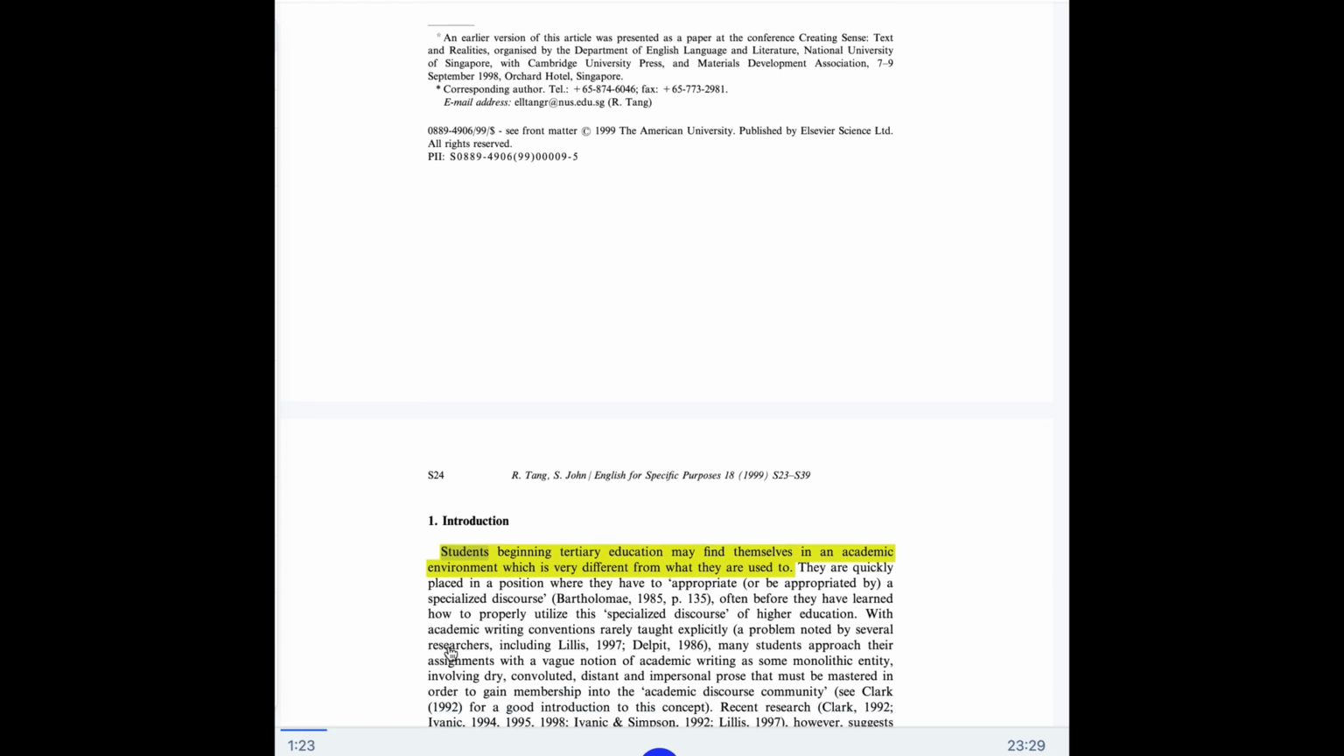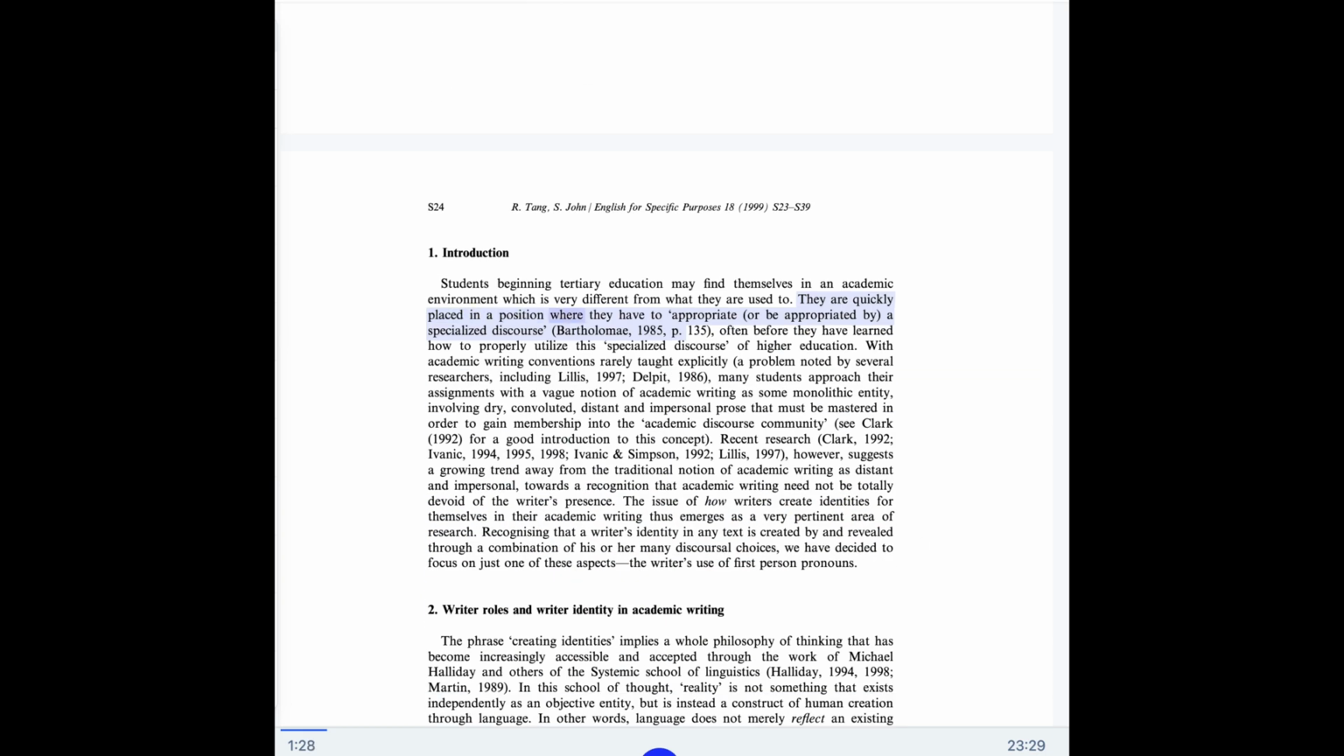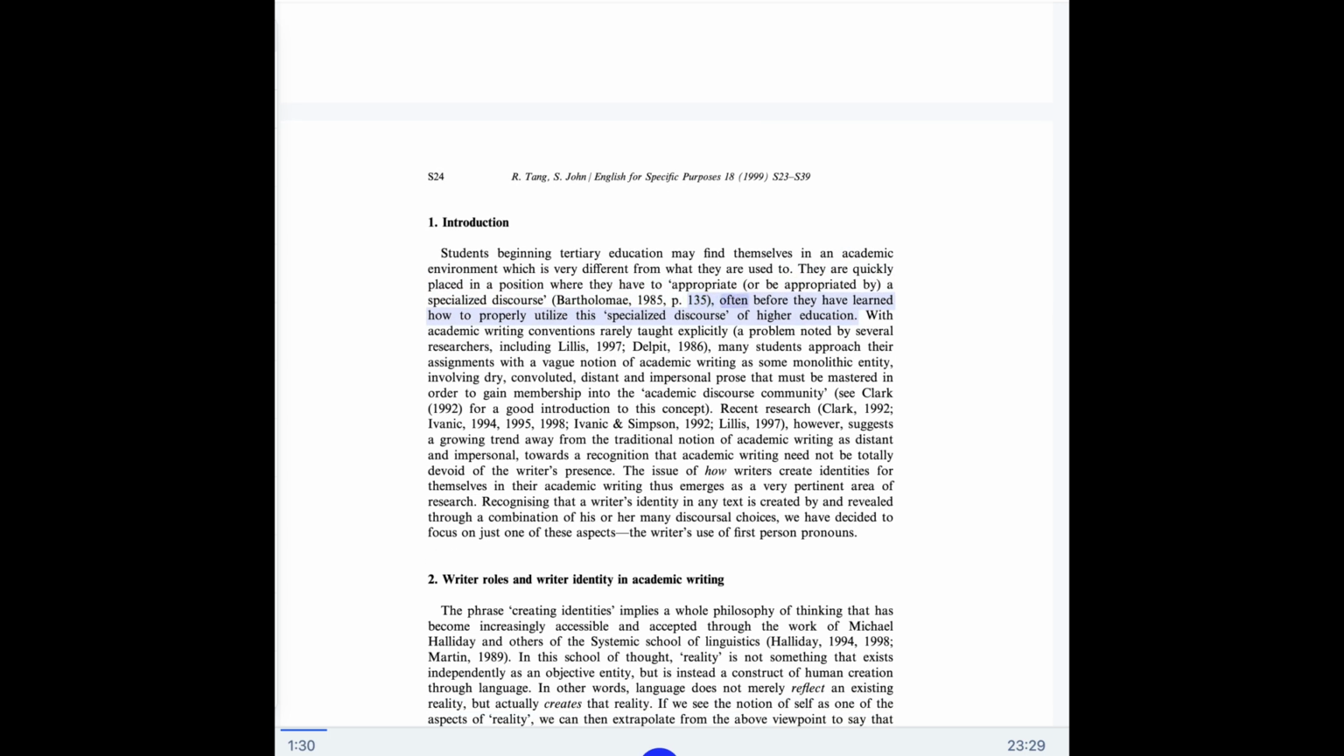Students beginning tertiary education may find themselves in an academic environment which is very different from what they are used to. They are quickly placed in a position where they have to appropriate or be appropriated by specialized discourse (Bartholomae, 1985, p. 135), often before they have learned how to properly utilize the specialized discourse of higher education.